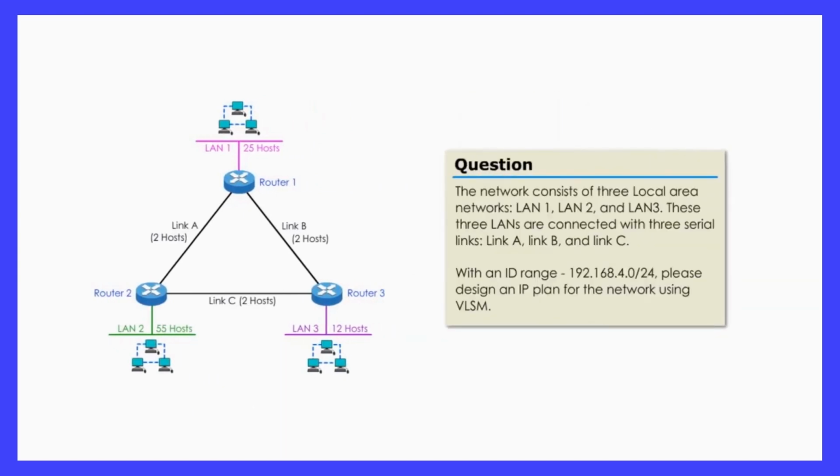Here is the question. The network consists of 3 local area networks, LAN 1, LAN 2, and LAN 3. These 3 LANs are connected with 3 serial links, link A, link B, and link C, with an ID range 192.168.4.0/24. Please design an IP plan for the network using VLSM.